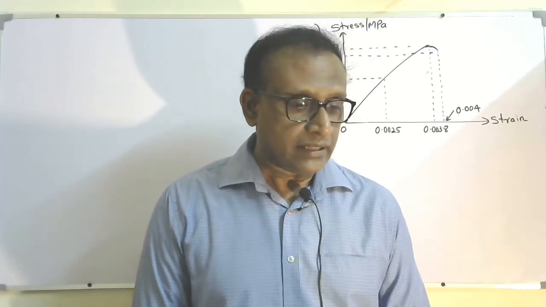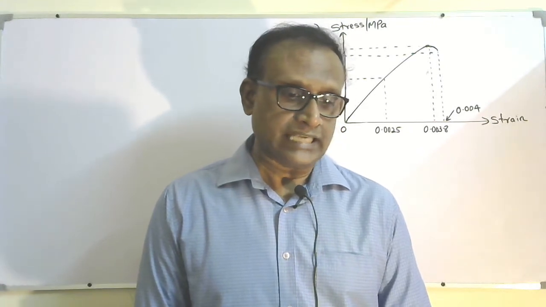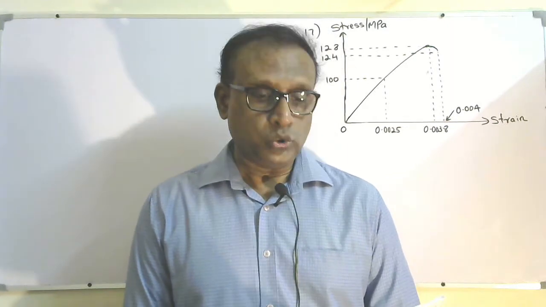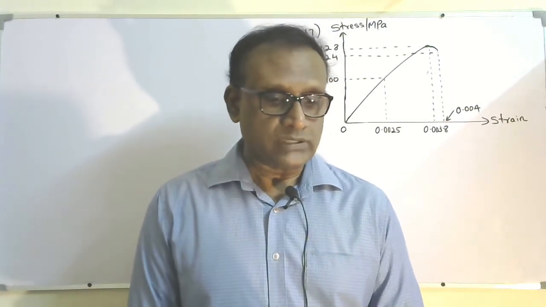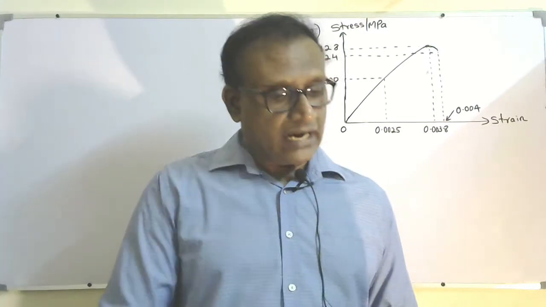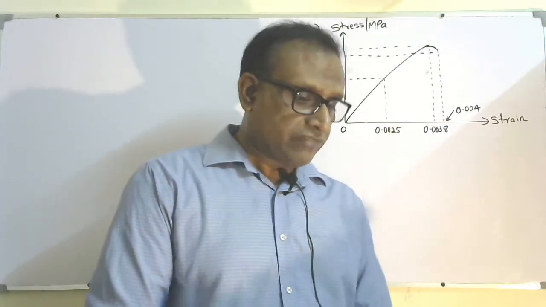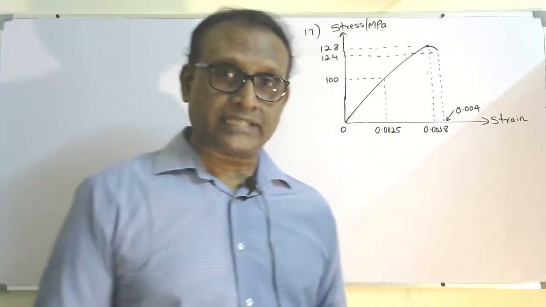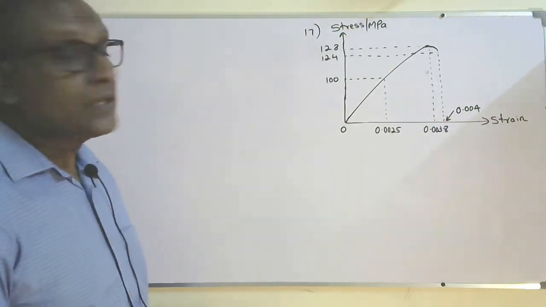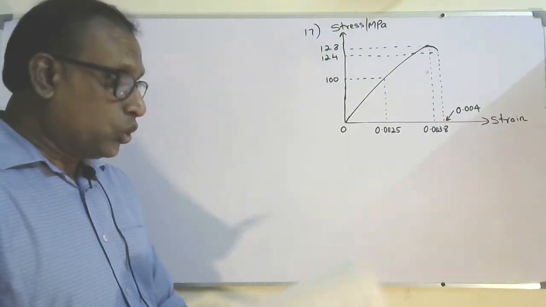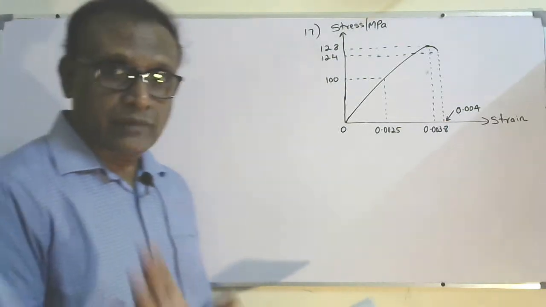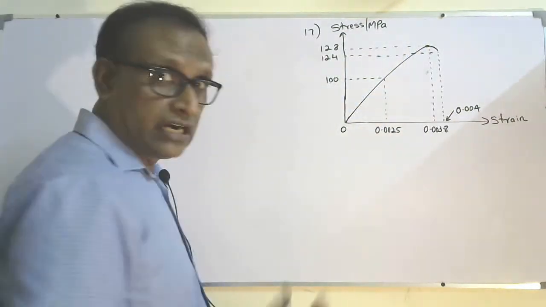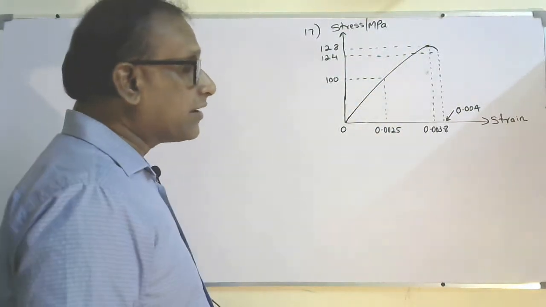So determine the percentage reduction in the energy absorbed before fracture between the 2-day-old and 28-day-old sample. The 2-day-old graph's energy density is given as 0.35 megajoule per meter cube before fracture, so I need to find the area under the 28-day-old sample's graph. The graph is something like this, the given graph on the paper. I need to find the area under the graph.